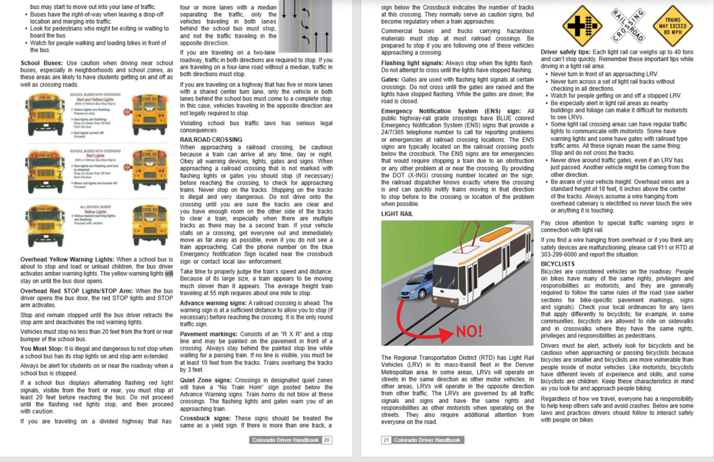The yellow warning lights will stay on until the bus door opens. Overhead red stop lights and stop arm: when the bus driver opens the bus door, the red stop lights and stop arm activate. Stop and remain stopped until the bus driver retracts the stop arm and deactivates the red warning lights.